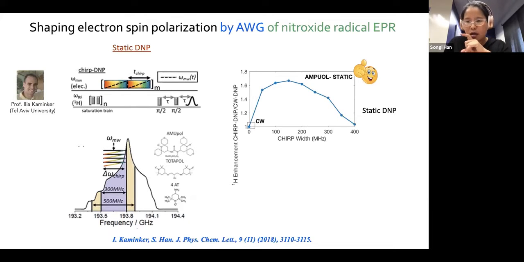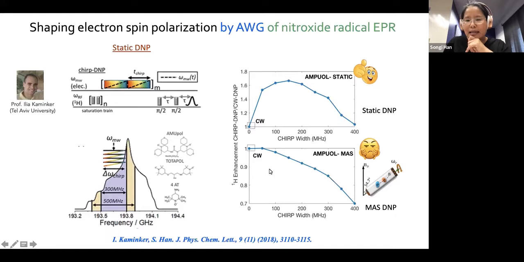But under magic angle spinning, the chirp over a nitroxide radical wasn't beneficial. And that's because you have a line that has a g anisotropy spanning the entire frequency range that encompasses E1 and E2 that we need to keep up the polarization differential. And on magic angle spinning, you're pretty much hitting all frequencies and smearing out the needed polarization differential.